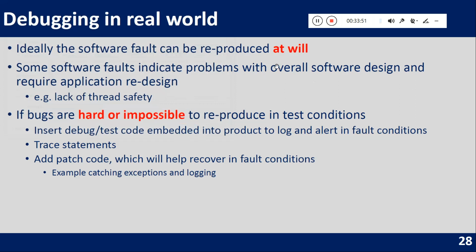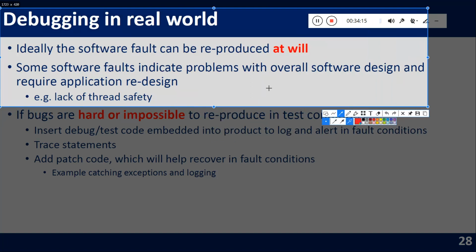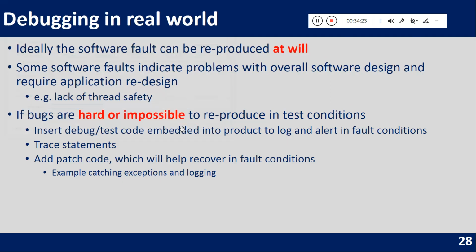Some software faults indicate problems with the overall software design and require application redesign. Maybe the lack of safety. Does that mean, for example, that previously there was only one person, but now we want the system to serve more people?